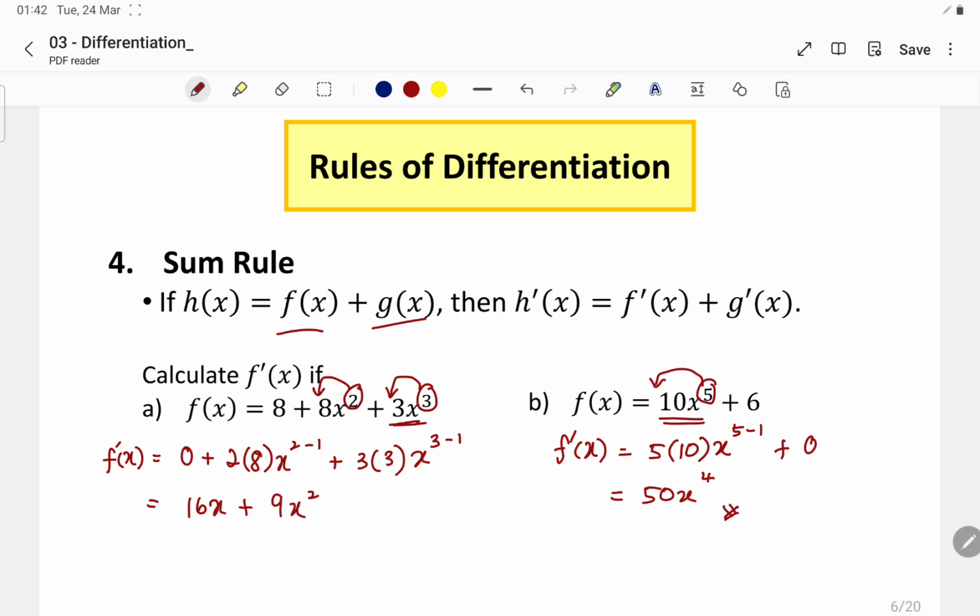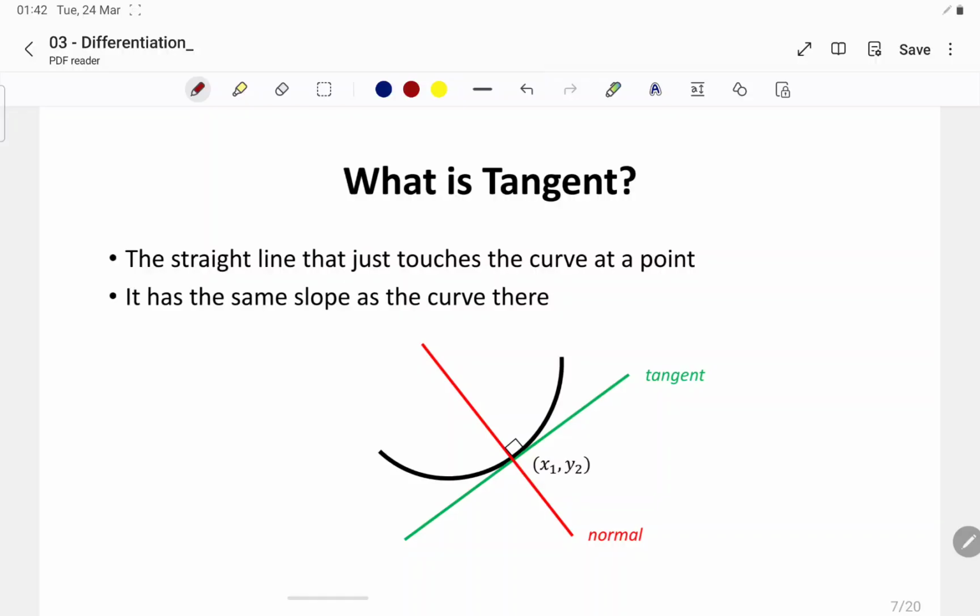concept of differentiation, which is related to tangent. Okay, basically what is tangent? Tangent is actually a straight line that just touches the curve at a point. It has the same slope as the curve there. So you know what a curve is, right? In our graph, we have different types of graph. It can be quadratic, so it can be cubic. So it is actually a curve, correct?